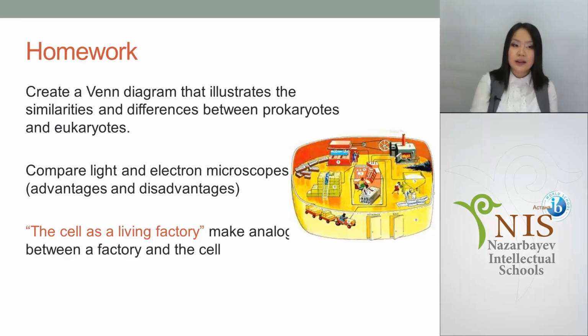Okay, now let's look at homework. You should create a Venn diagram that illustrates the similarities and differences between prokaryotes and eukaryotes. Compare light and electron microscopes, the advantages and disadvantages of both. And for the cell as a living factory, you should make an analogy between the factory and the cell.